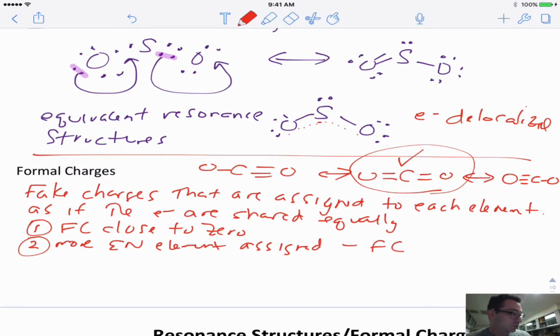So what is formal charge actually equal to? Well, it's equal to the number of valence electrons minus the lone electrons, not pairs, lone electrons, so you count the dots, plus the number of bonds.